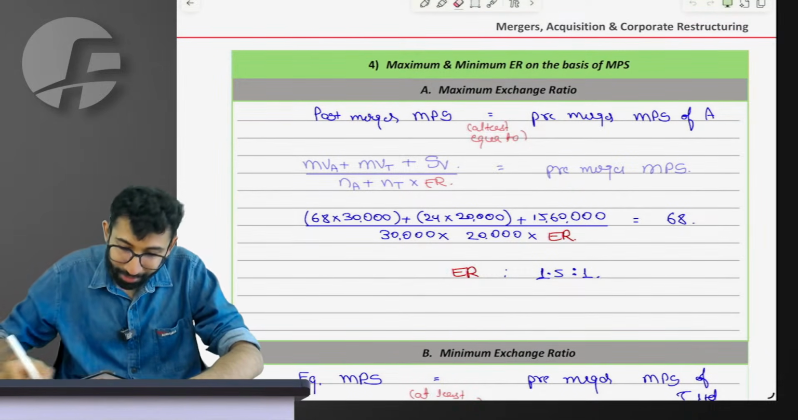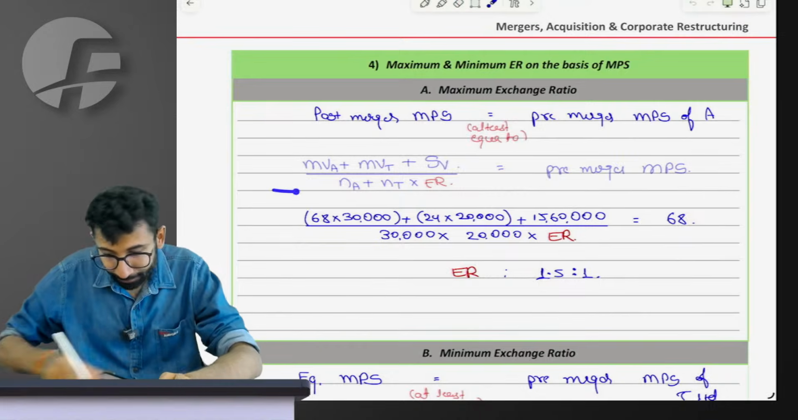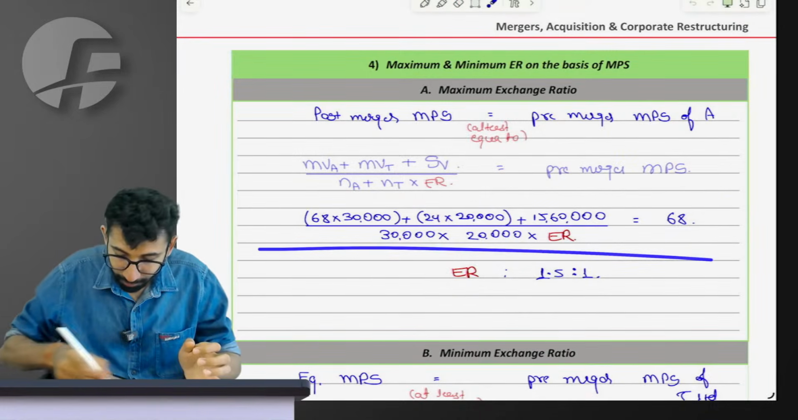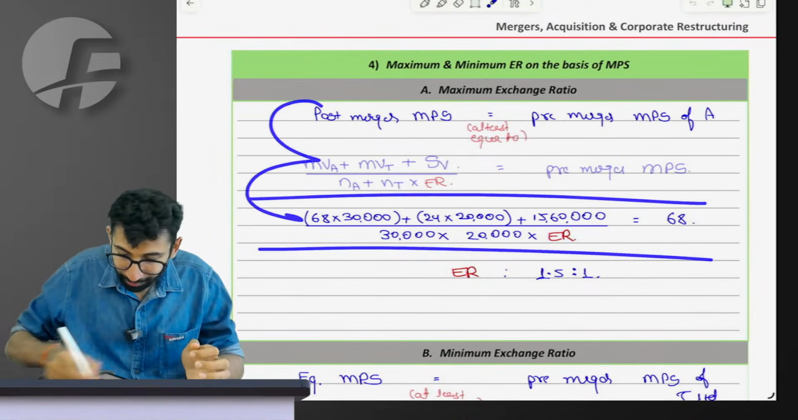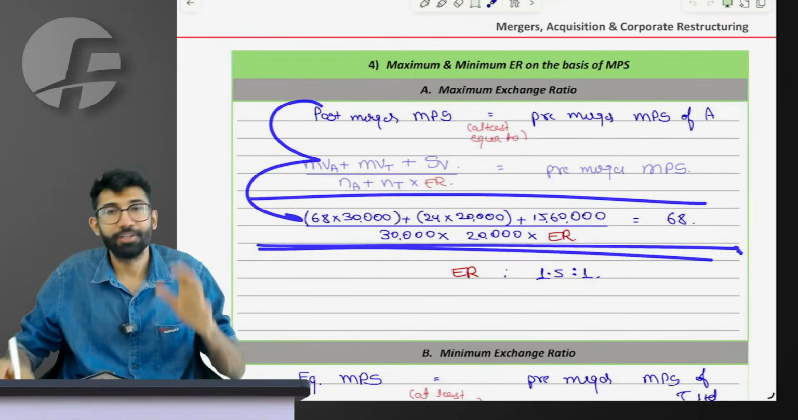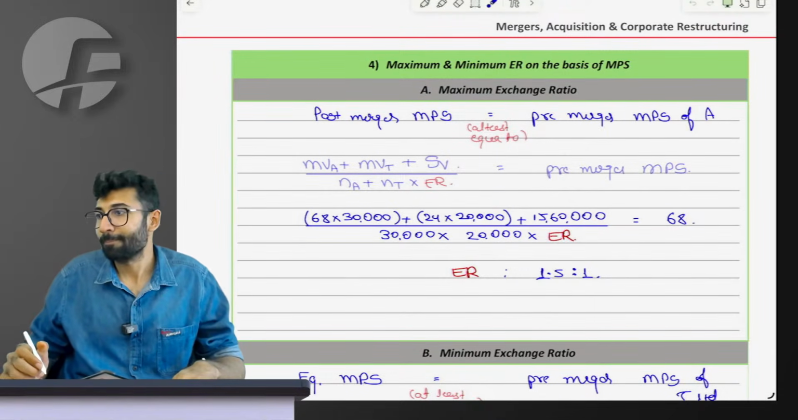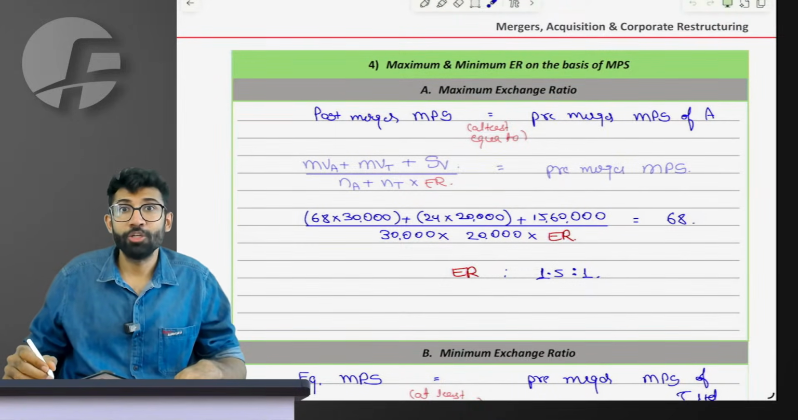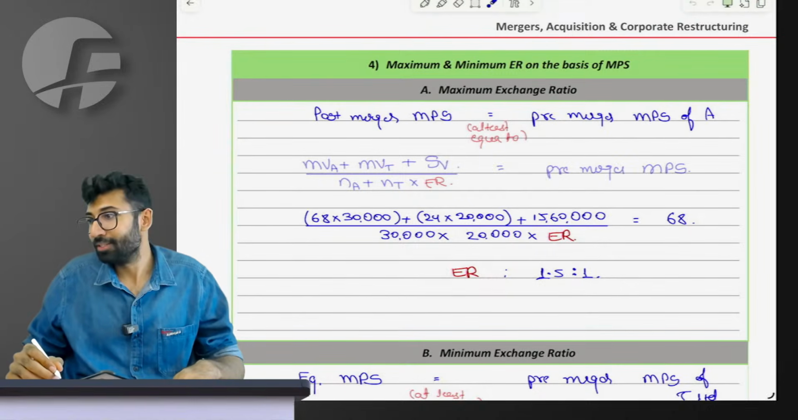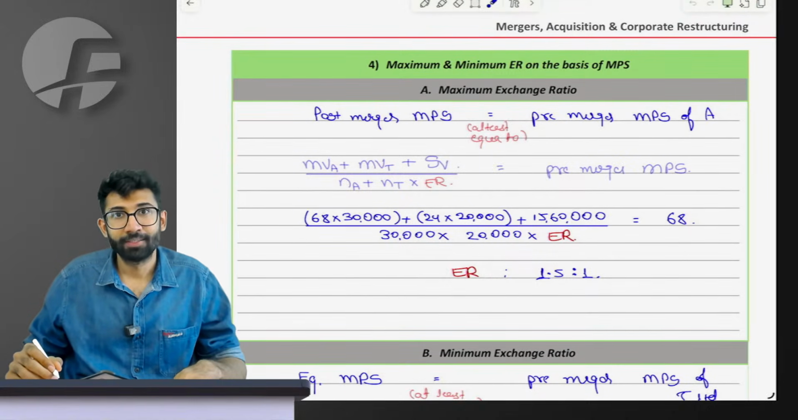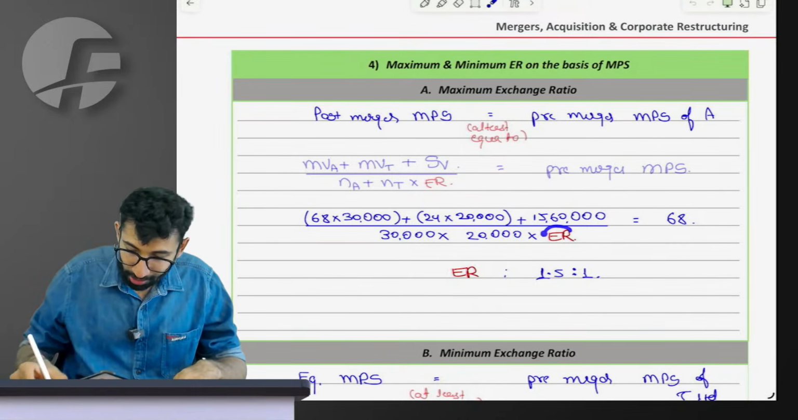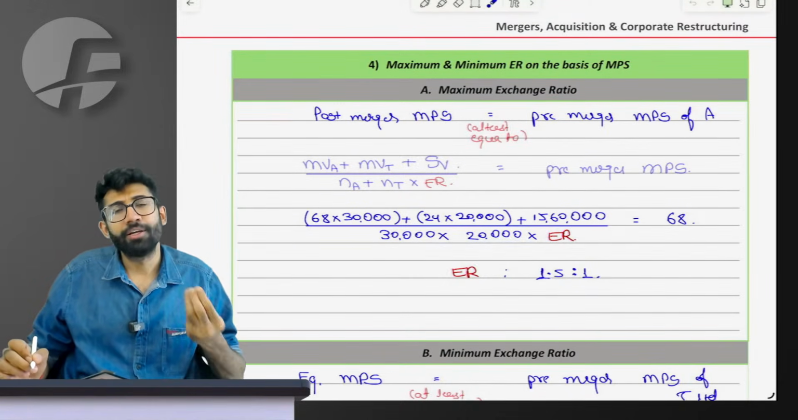But you need to answer me, is the thought process which makes you create this equation 10 on 10 or not? People in the class, what do you say? Are you all understanding? That exchange ratio you can somehow back calculate, it is not a big deal.